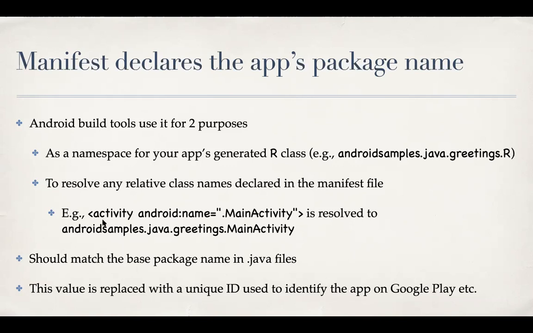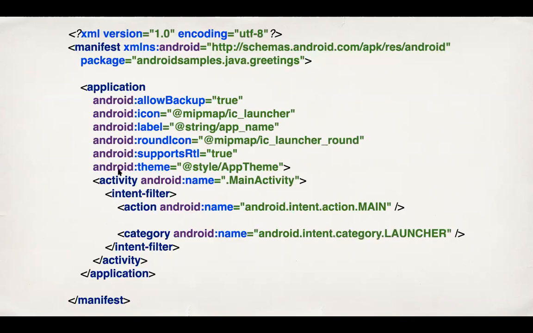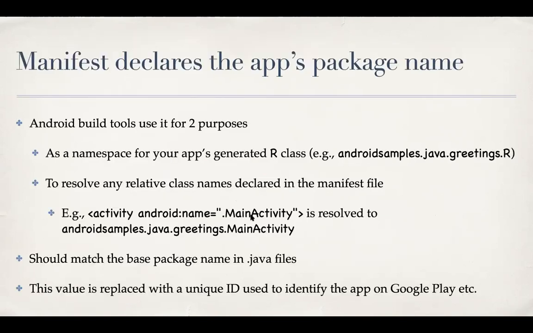So let's go back. Here in the middle, you see activity, then android:name equals .MainActivity. That .MainActivity is basically resolved to android.samples.java.greetings.MainActivity. You can imagine there can be other apps which also have an activity named MainActivity, and this package name then helps resolve any conflicts, or also simplifies how you specify the activity classes, etc.